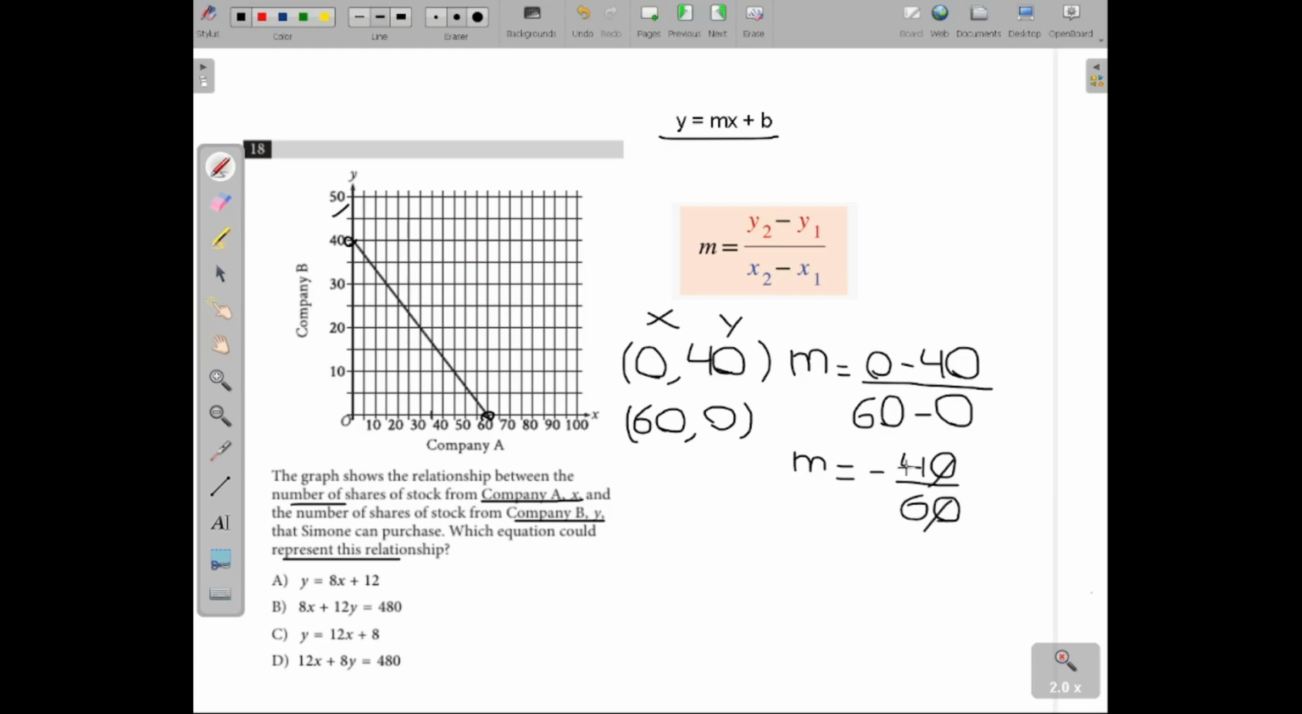We simplify the zeros. We can divide this. Half of 4, 2, half of 6, 3. So the slope is going to be equal to minus 2/3. That's our slope. Now, if we know that the slope is negative, we see that A has a positive slope and C has the same, a positive slope. So A and C cannot be our answers.